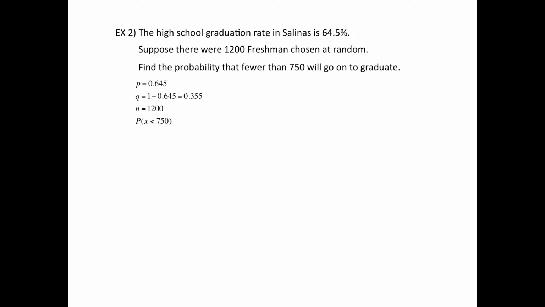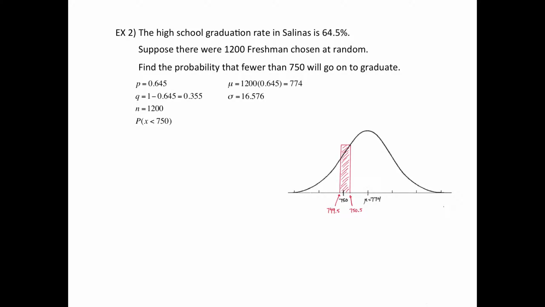So again, write down the numbers that we need for our 2 little formulas, n times p. And the standard deviation is the square root of n times p times q, so that's 16.576. And then for the picture, here is the 750th person to graduate. So this is if 750 out of the 1,200. And then for this person, their bar would start out at 749.5 on the left and 750.5 on the right.